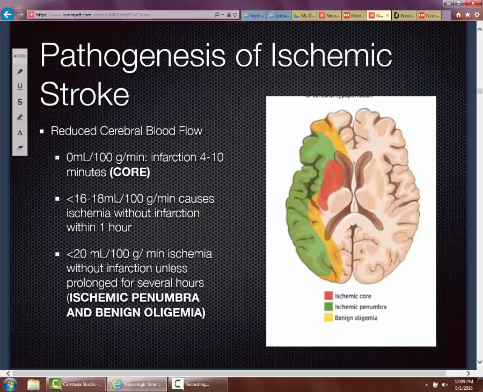And this is the theory behind recanalization therapies, okay? So your goal for recanalization is not to save the core that's already dead, it's infarcted tissue. It's to save the surrounding penumbra with some preserved blood flow.